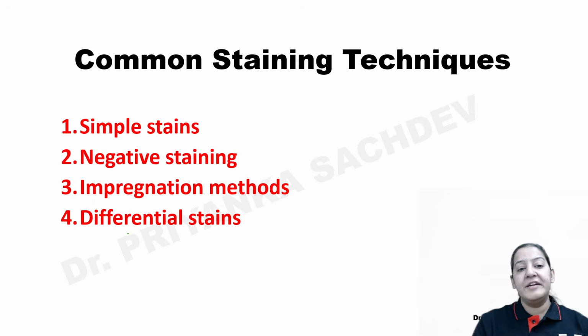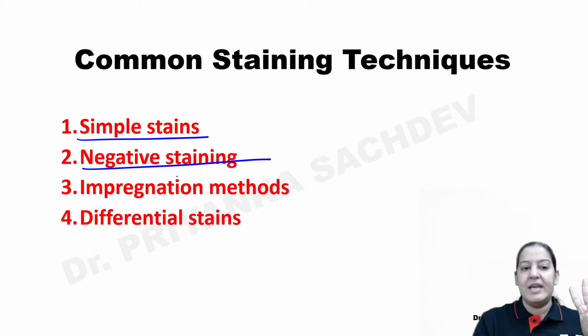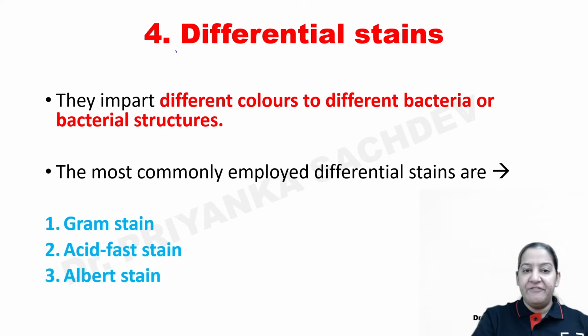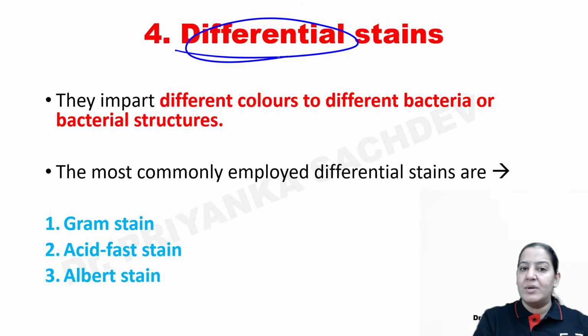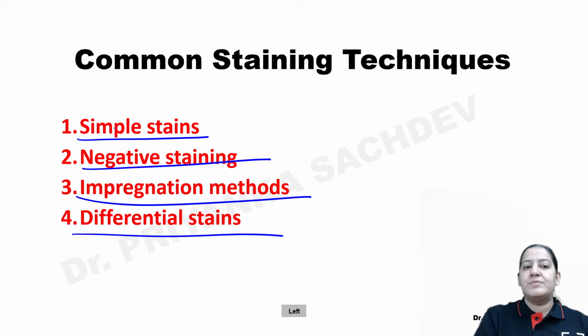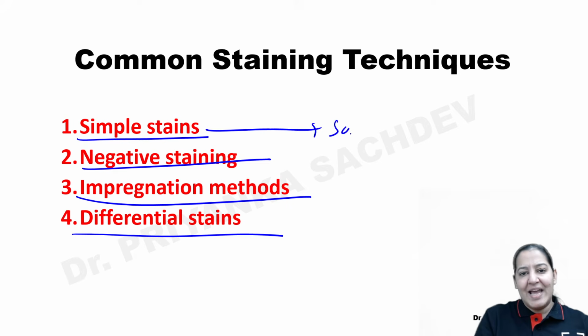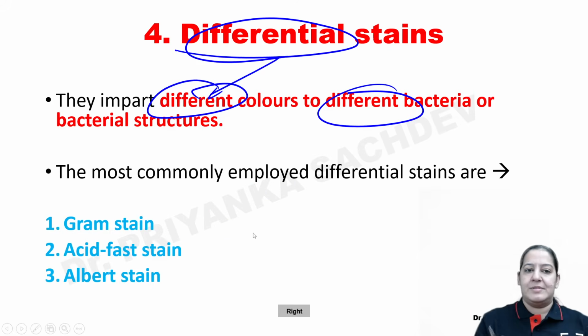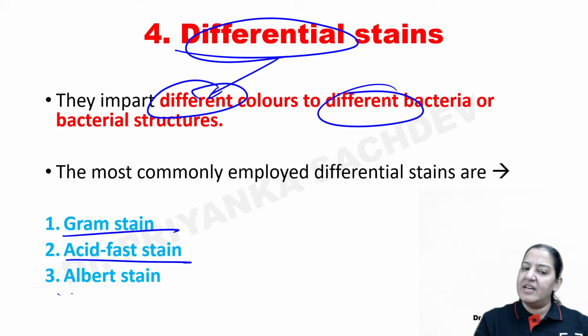Now coming to differential stain. We have understood what are simple stain, negative stain, the impregnation method for staining, and now we are starting differential stains. Differential stain is known as differential because it provides different colors to different bacteria. It is in contrast with simple, which provides the same color to all bacteria. Differential stains are of three types: Gram stain, acid fast stain, Albert stain.